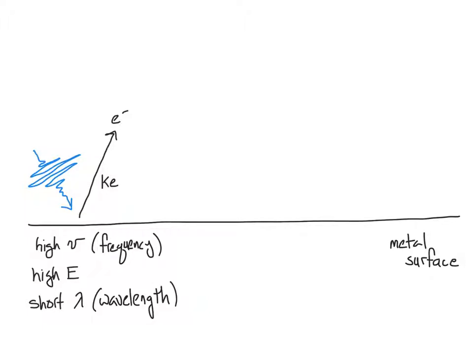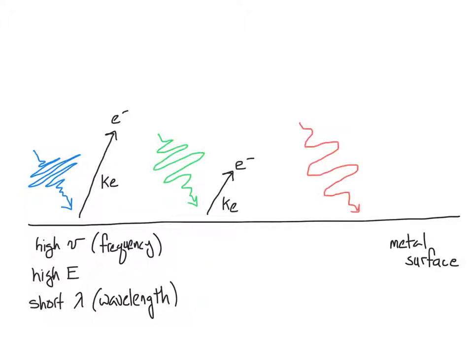If we shine a green photon, that photon has slightly lower energy and a slightly lower frequency, slightly longer wavelength than the blue photon. The kinetic energy of the electron that's ejected by the green photon is a little less. If we shine a red photon with even lower energy, lower frequency, longer wavelength, that photon does not have enough energy to eject the electron at all.